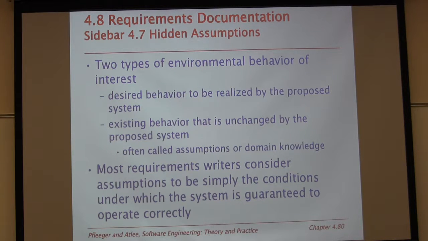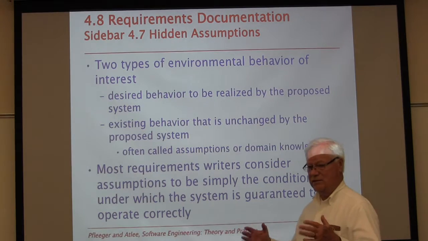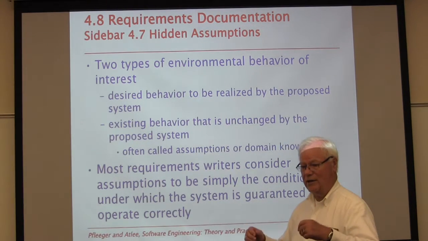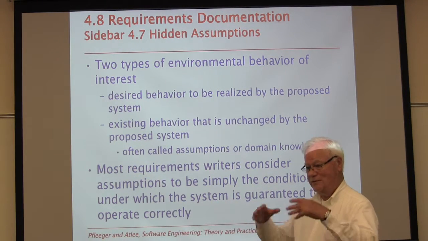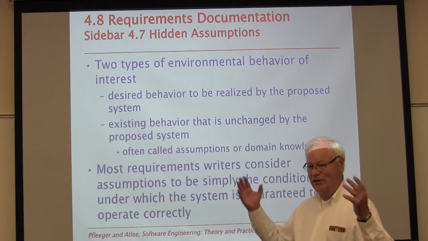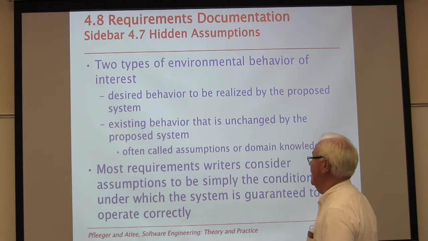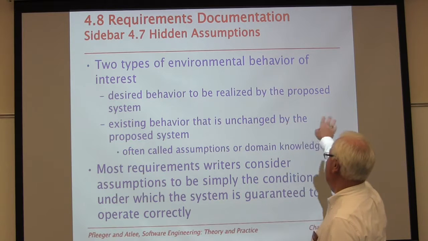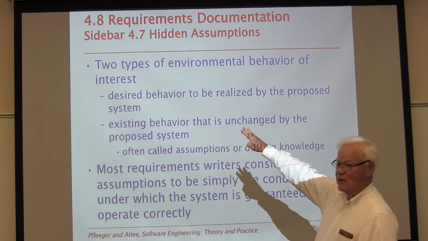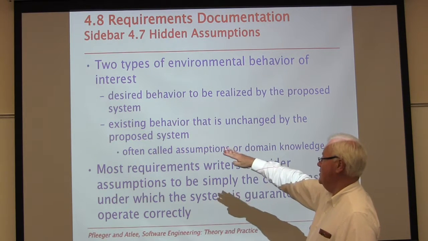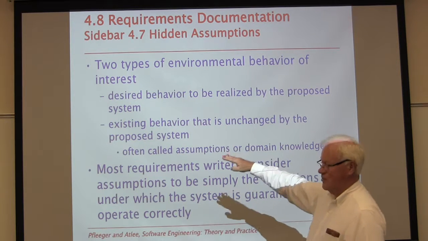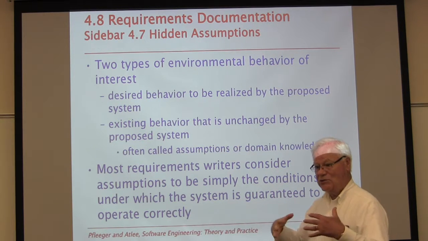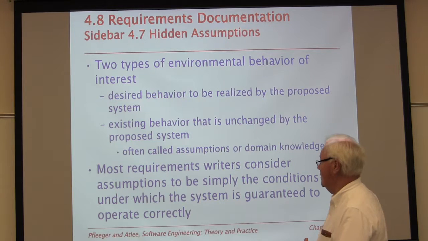So, there are two types of environmental behavior. Remember, environmental is the existing hardware, people, attitudes, all of that goes into environment. There's the desired behavior to be realized by the proposed system. That's new stuff. But we also got to look at existing behavior that is unchanged by the proposed system. And we've got to make those cohesive. They've got to work together.